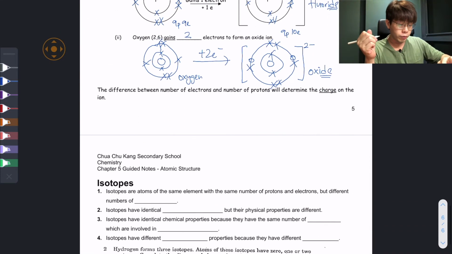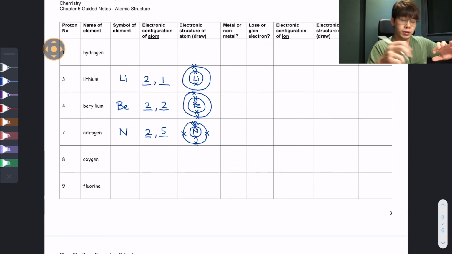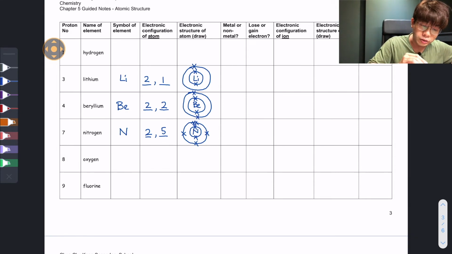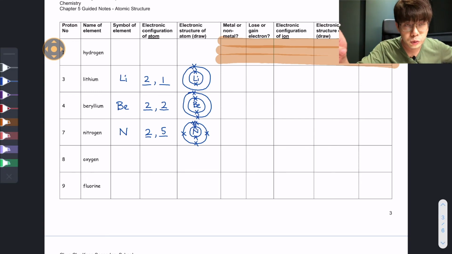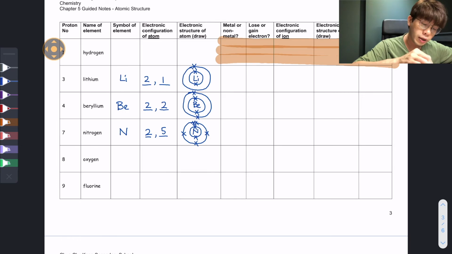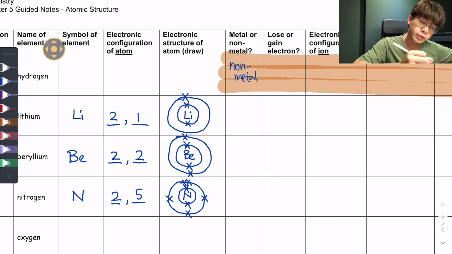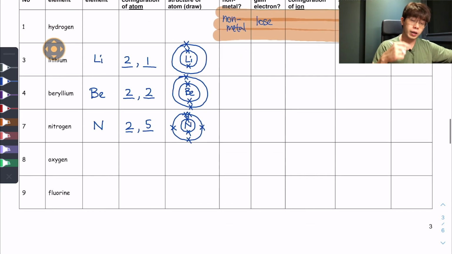I would like all of you to go back to this page and complete all of this. Take special note of hydrogen, because hydrogen is very special. Although metals lose electrons and non-metals gain electrons, hydrogen is a special case. Hydrogen is a non-metal, and although it is a non-metal, it will lose the electron instead. I would like you to fill this up, and if you have any trouble or questions, please feel free to ask me.